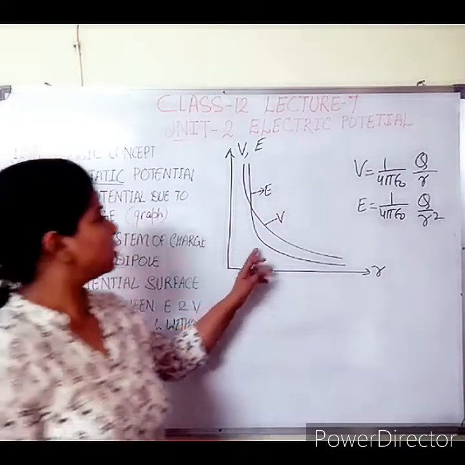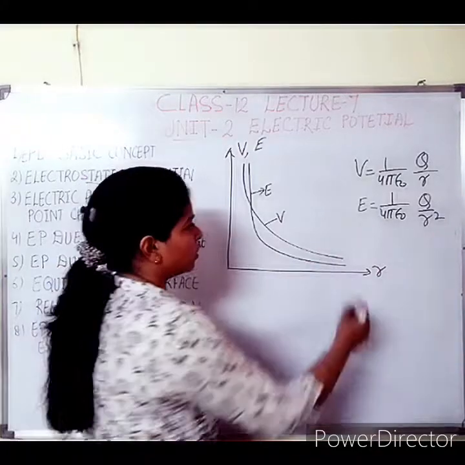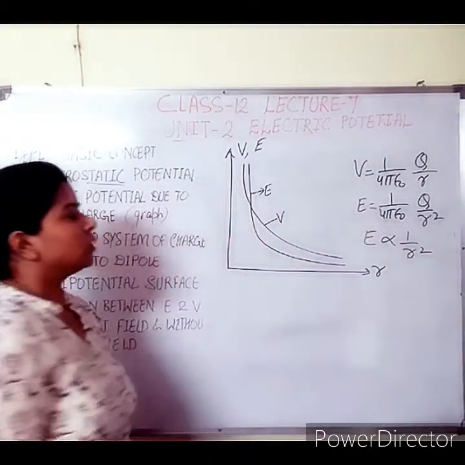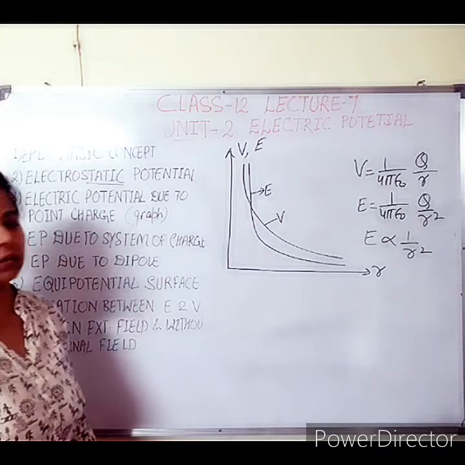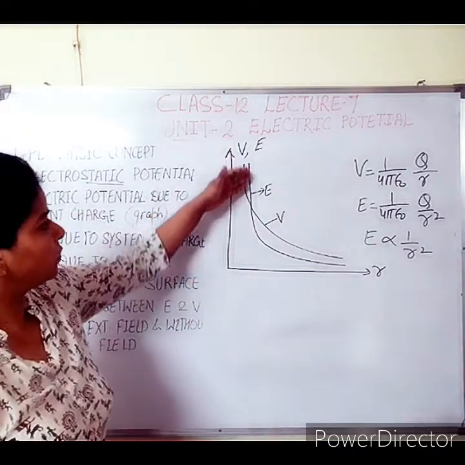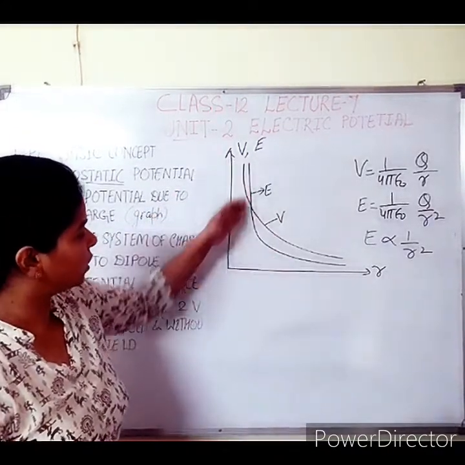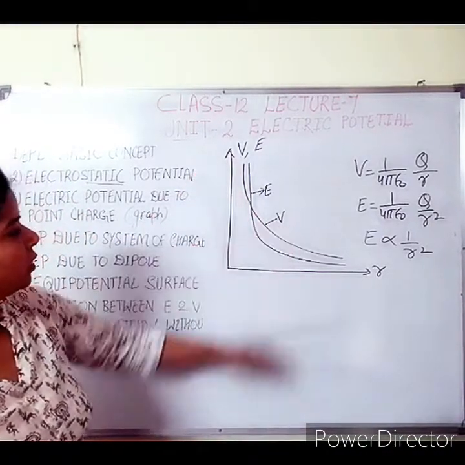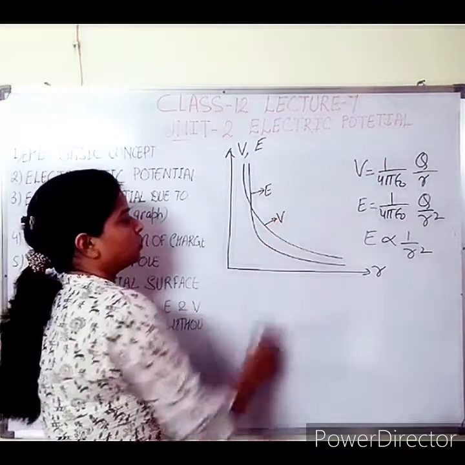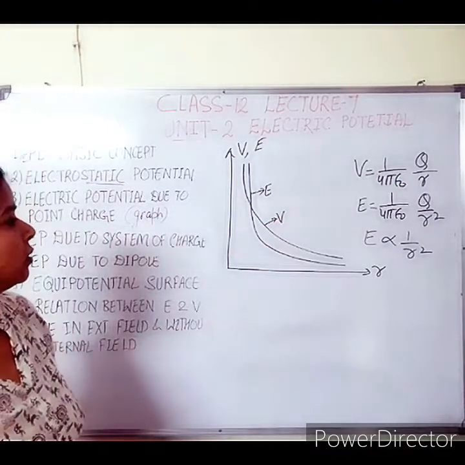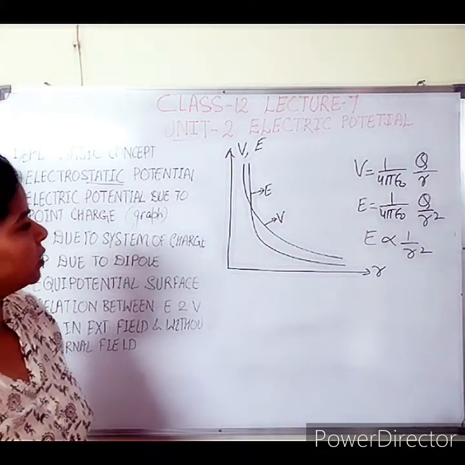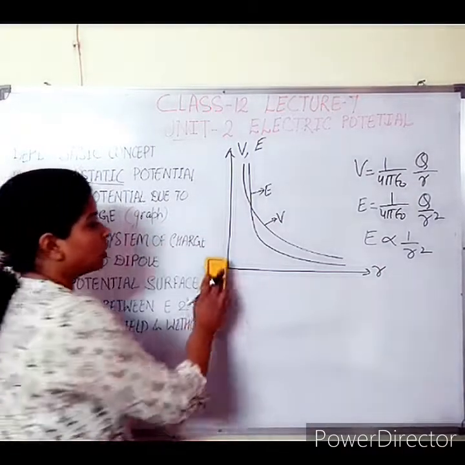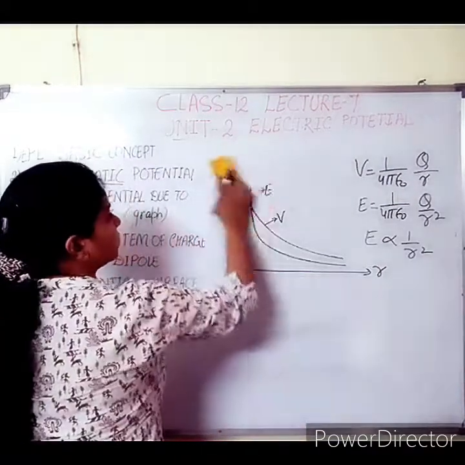Because electric field is inversely proportional to R square and electric potential is inversely proportional to R, the graph of E will be in this manner and the graph of V will come in this manner. So this may be asked in different competitions or examinations. So always remember the graph. Remember to draw the graph for various formulas.